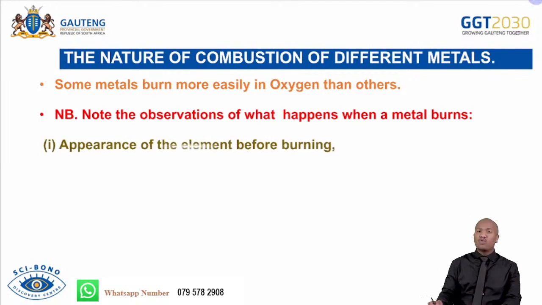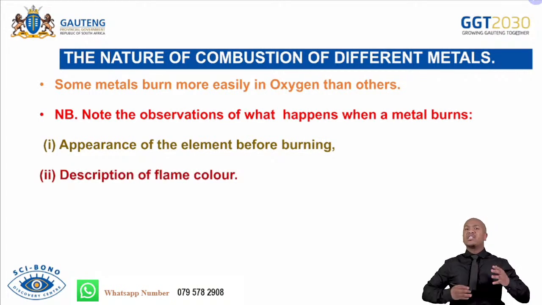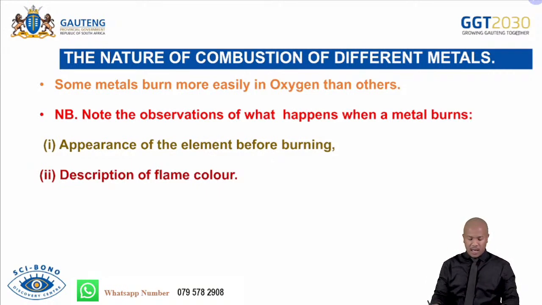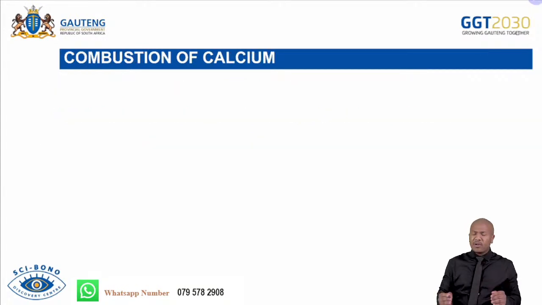First of all, you need to look at the appearance of the element before burning. Secondly, you need to look at the description of the flame, the color in which the flame is burning. And thirdly, you need to look at the appearance of the product. Now let's explore some examples.